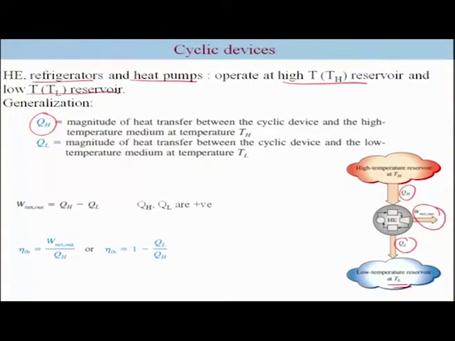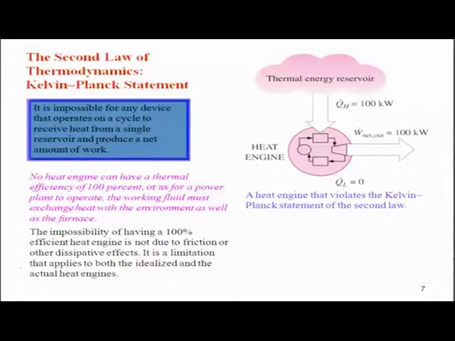And W net out would be simply QH minus QL, both are positive, okay. So, this is a generic definition as far as the reservoirs are concerned for all these cyclic devices, okay. And eta will always be less than 1. So, this brings us to the second law of thermodynamics statements.